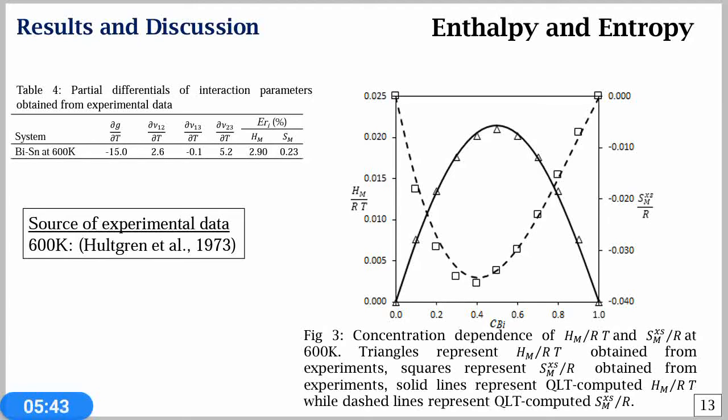The dashed line represents the QLT computed excess SM over RT. SM over RT is excess integral entropies of mixing.